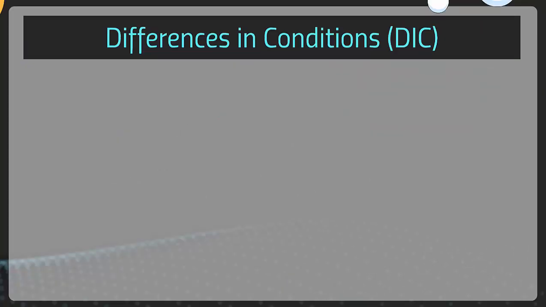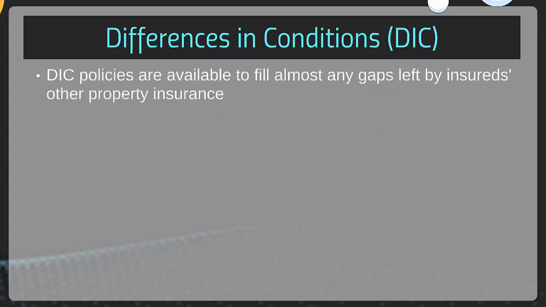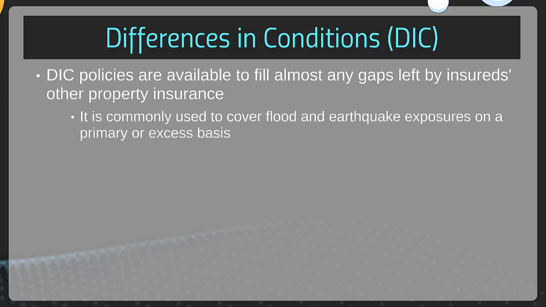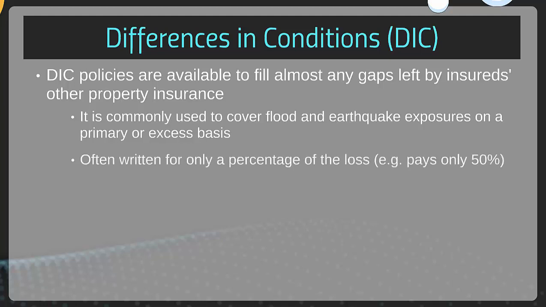Now let's take a look at differences in conditions. DIC policies are available to fill almost any gaps left by insured's other property insurance. It is commonly used to cover flood and earthquake exposures on a primary or excess basis. DICs are often written for only a percentage of the loss. For example, they might pay only 50%.